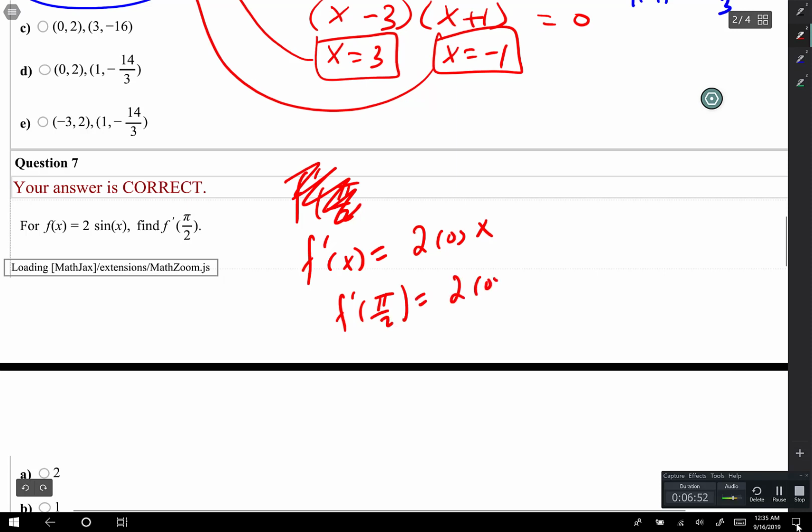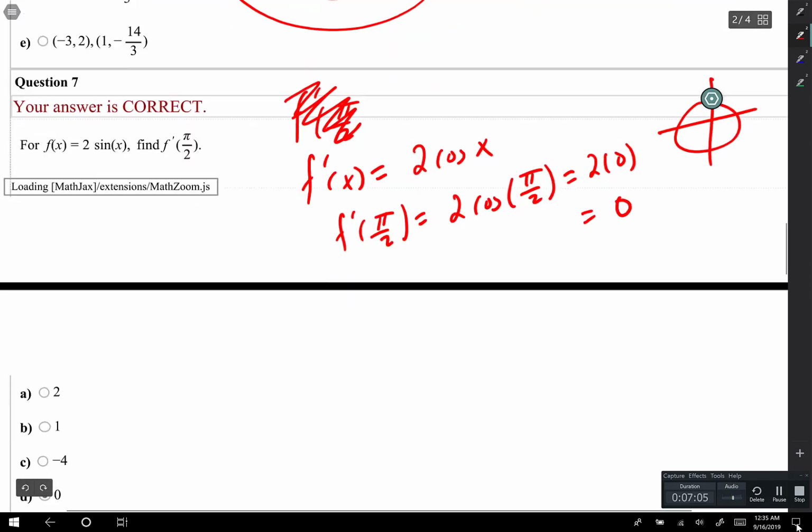And 2 cosine of pi over 2. Hopefully we all remember our trig values. Cosine of pi over 2, pi over 2 is located right there. Cosine is an x-coordinate. So that's 2 times 0. So my answer is 0.